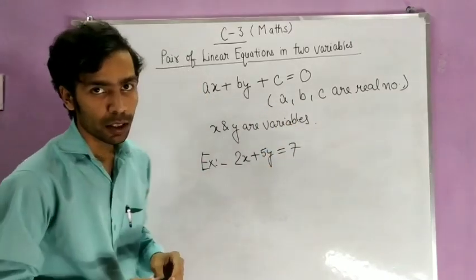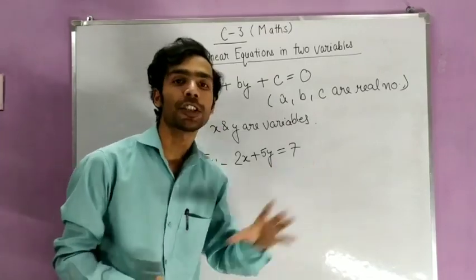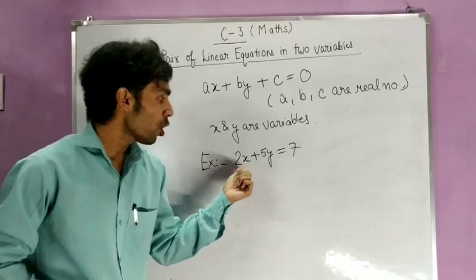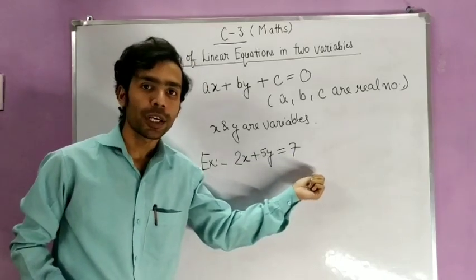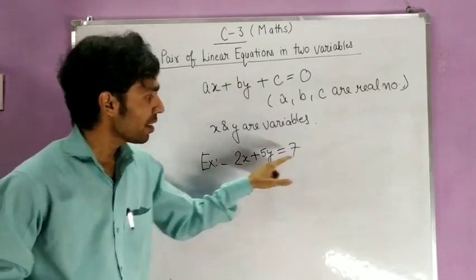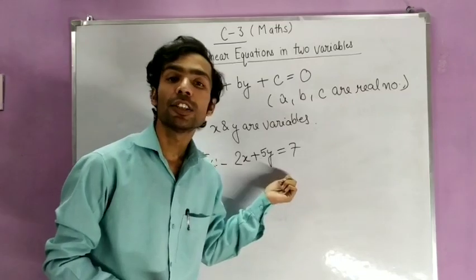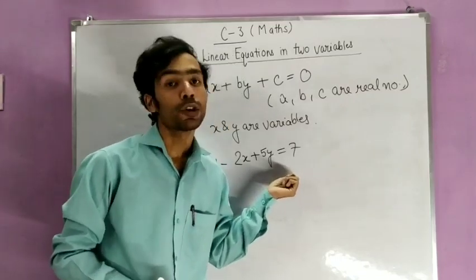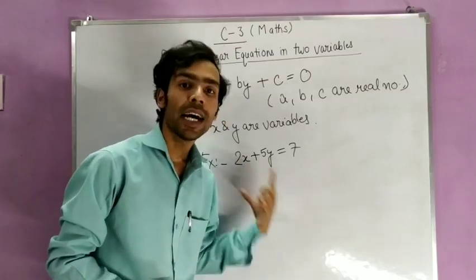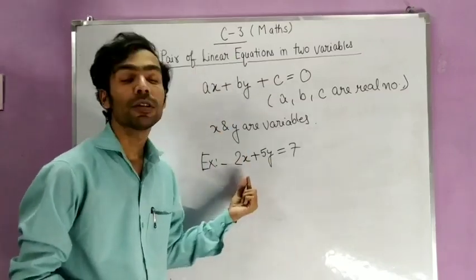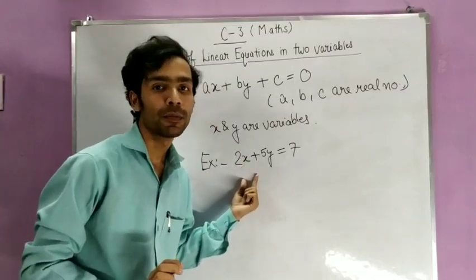See, so it is an equation. All of you know it is an equation. Now 2 is also a number, 5 is also a number, 7 is also a number. Okay, so it means 2, 5 and 7 are constants. So x and y are variables. So how many variables have we used in this equation? 2. That's why this equation is known as linear equation in two variables.